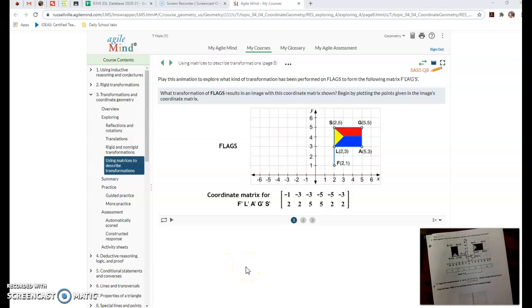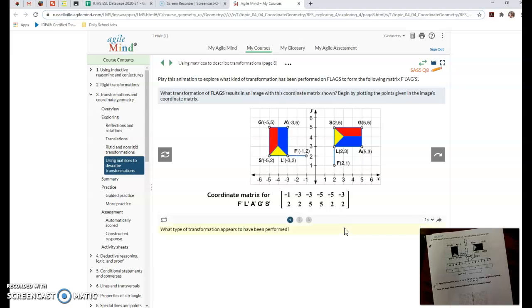Okay, so we're going to start off looking at this animation to see what kind of transformation this coordinate matrix will create. So we'll have to see where our image ends up. The first thing that is done is just plotting each one of those points: -1, 2; -3, 2; -3, 5; -5, 5; -5, 2; and then remember, when drawing it, you go back to your original point. So make sure you're labeling those points with prime notation. And can you think about what transformation just occurred? Look at the picture and see if you can predict what just happened.